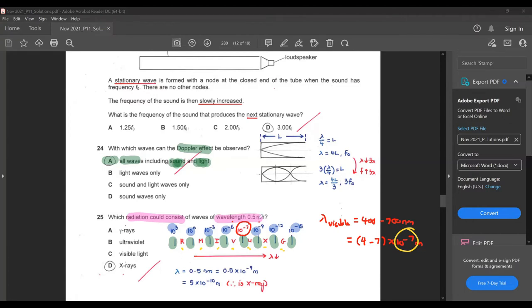So they tell you the wavelength is 0.5 nanometer. You try to change it to meter. 0.5 times 10 power minus 9 meter is actually 5 times 10 power minus 10 meter. It's actually somewhere here. So it's actually X-ray. Okay.